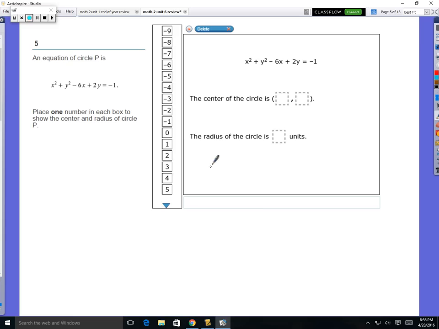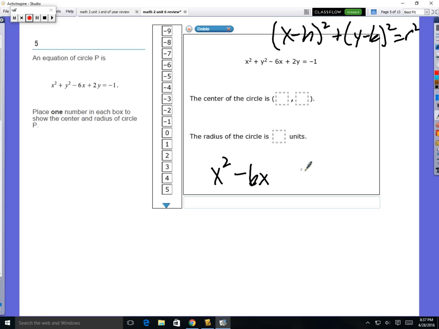So move number 1. You want it to look like this: (x minus h) squared plus (y minus k) squared is r squared, and right now it does not look like that, so it's going to take a little manipulation on your part. So organize your x's together: x squared minus 6x. Put your y's together: y squared plus 2y, and then we've got equals negative 1.